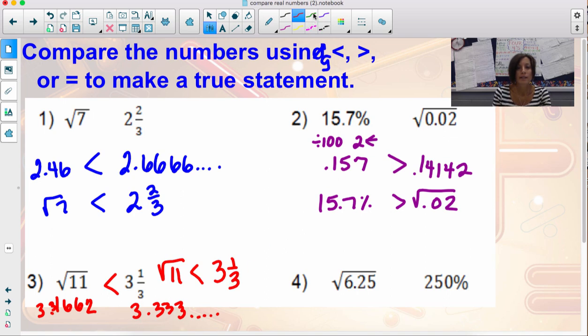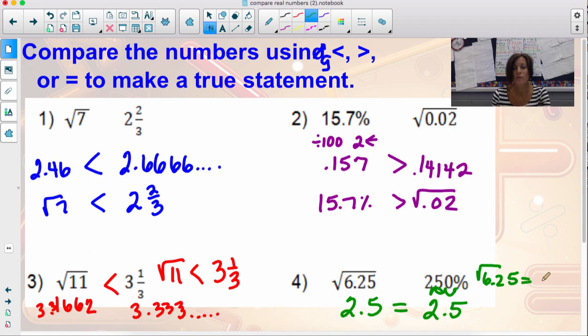All right, last example. Square root of 6.25 on your calculator is 2.5. 250%, moving the decimal 2 to the left gives me 2.5. And what do you know? Square root of 6.25 is equal to 250%. Boy, do they not look equal in the first form. Moving on.